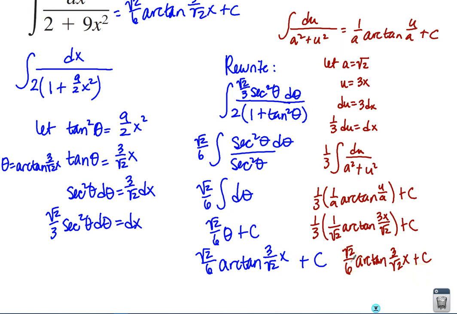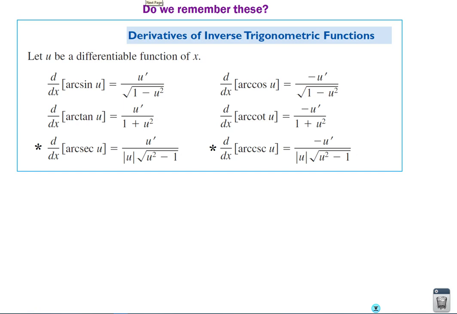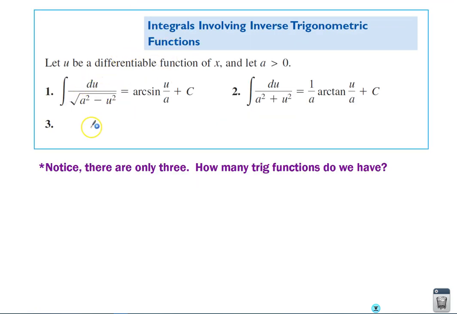Okay, so yet again, you could do this whole long process using trig substitution, or you could memorize your inverse trig rules. Either way works for me. You pick what you would like to do. Okay, there was one more that we needed to talk about. Arc secant is whenever you have du over u times square root of u squared minus a squared, it is 1 over a arc secant absolute value of u over a plus c.